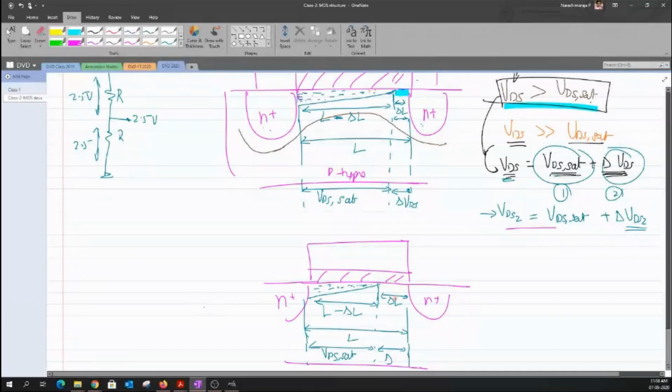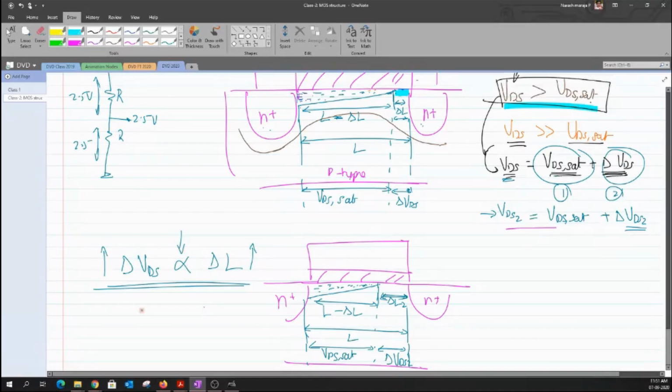Okay, maybe I have to write it as delta L2. So the relation between this delta L and this delta VDS is almost proportional. So what it means is that by whatever fraction by which I try to increase this VDS, even my delta L also proportionally increases. Okay, if I raise this value of delta VDS, even the delta L also widens up. Okay, so this is the kind of relation that I could see when I try to bias the transistor in the saturation regime.